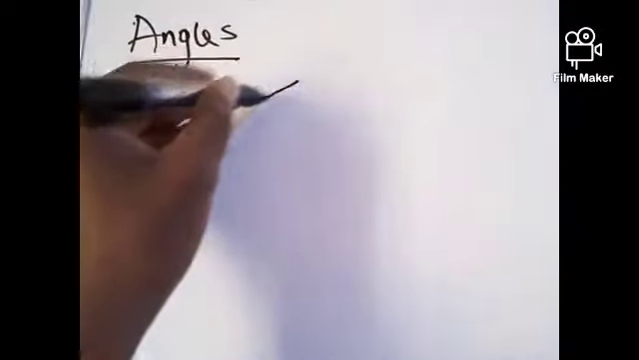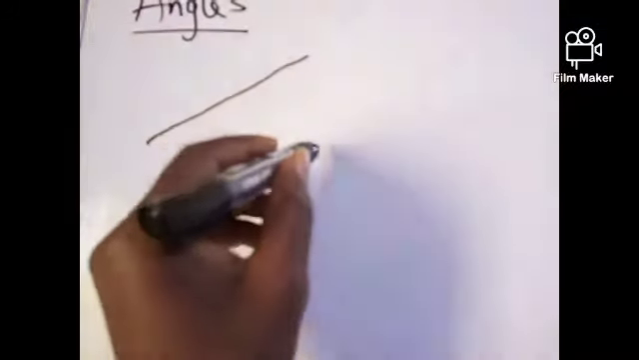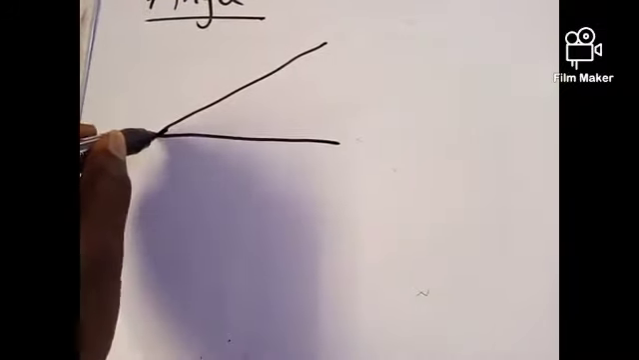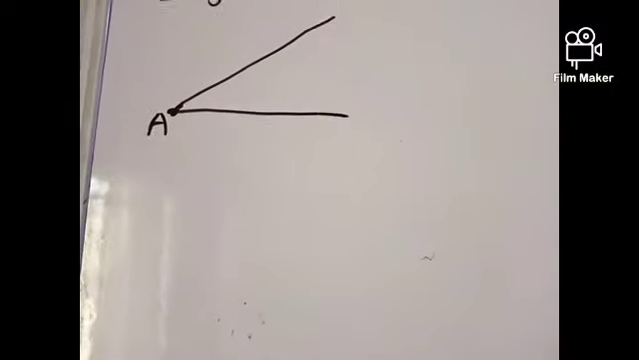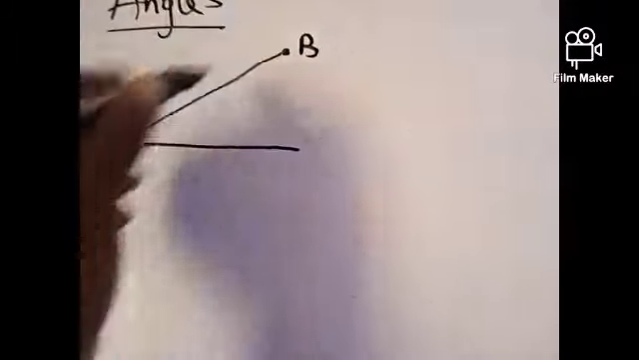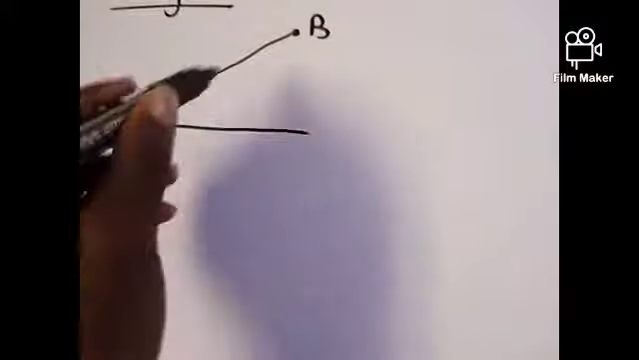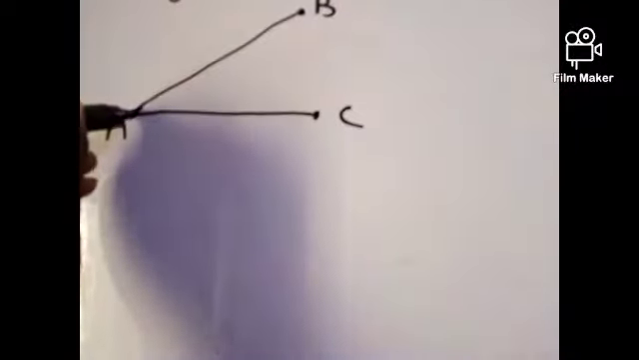An angle is a point where two straight lines meet. For example, when you have a straight line and another straight line and they meet at a point, let me call the point A, you have an angle. So if the end of this straight line is B, that means this line is line AB, and if the end of this one is C, that means this line is line AC. So at the point where they meet, an angle is formed. So this place is the angle.